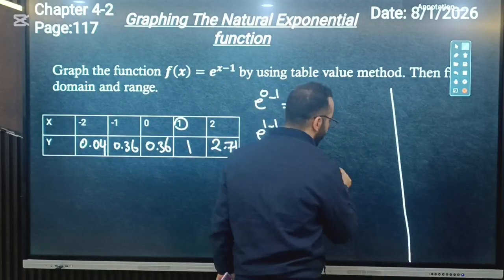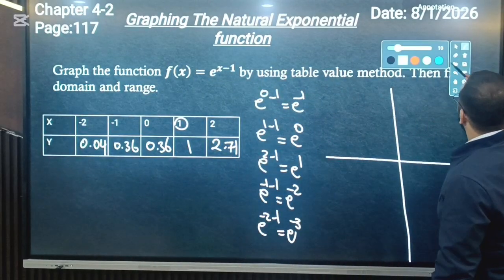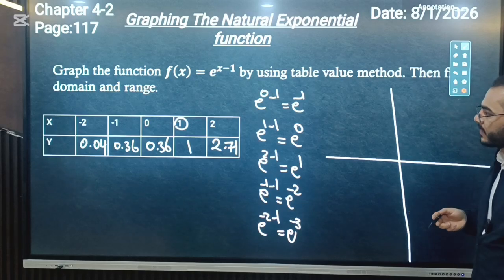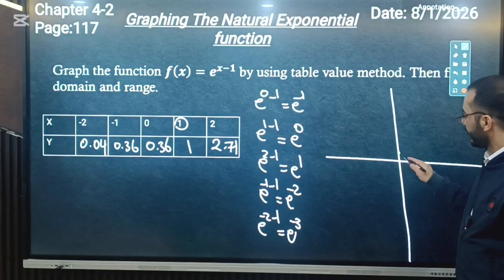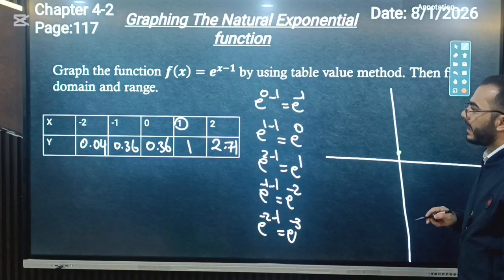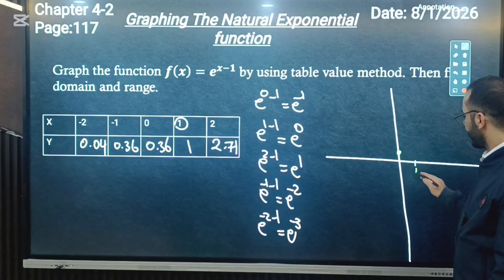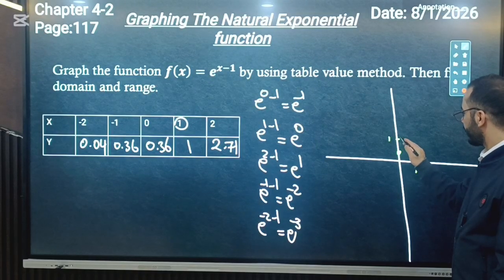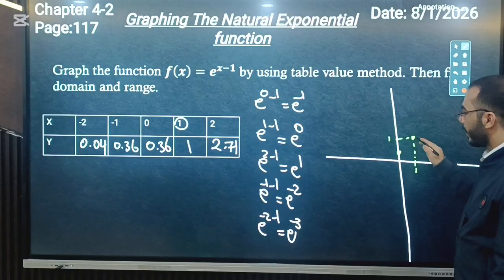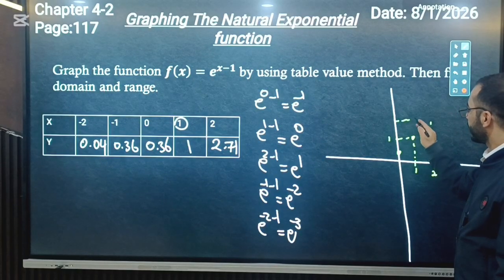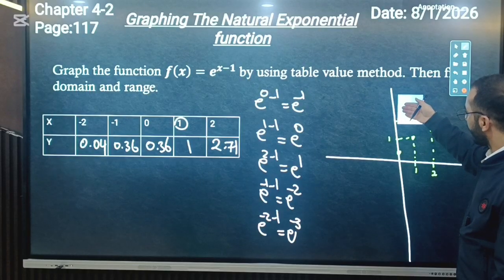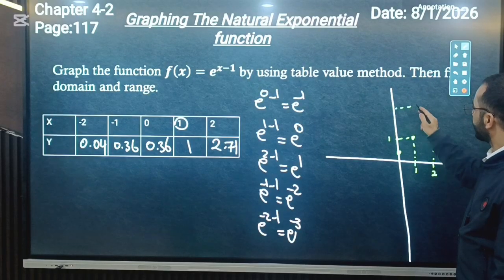This is our coordinate plane. Let's plot these points. At 0, we have 0.36, something lower than 1. Let's imagine here is 0.36, so here is going to be the point. At 1, we have exactly 1. So let's say it's here. The graph is something like this. Let's imagine here is 2, and here we have 2.71, not over there, it's a little bit higher.